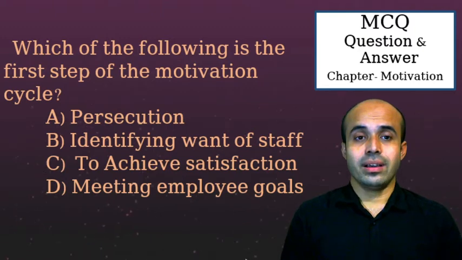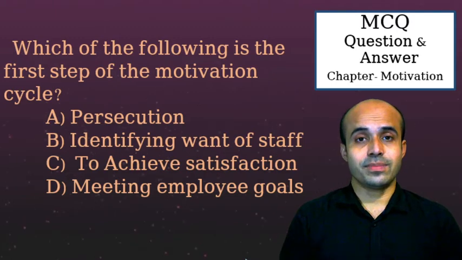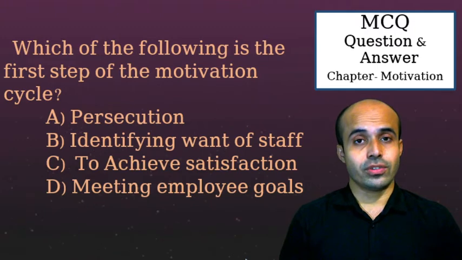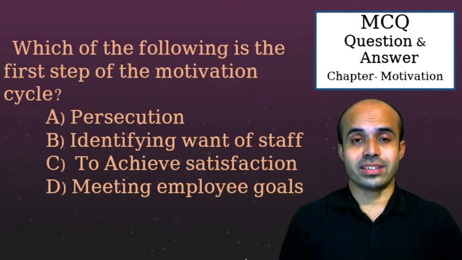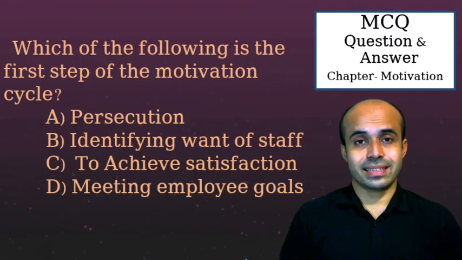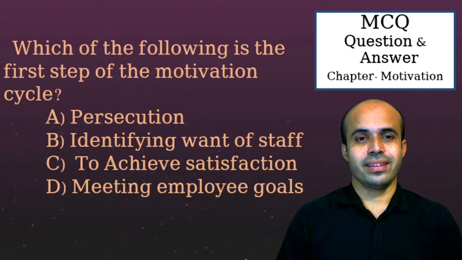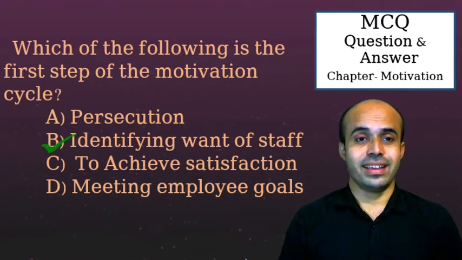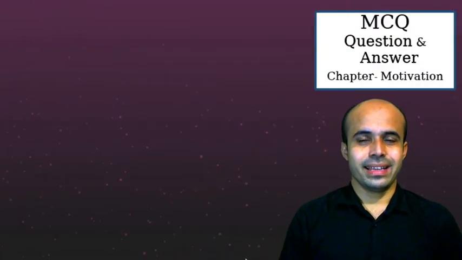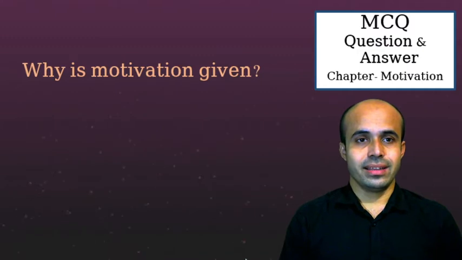So we can see that to achieve satisfaction, it is not first. Meeting employees' goal is also not first. Which one is the first step of the cycle? What you are thinking, that is right: identifying wants of staff. Now you come to the next question.